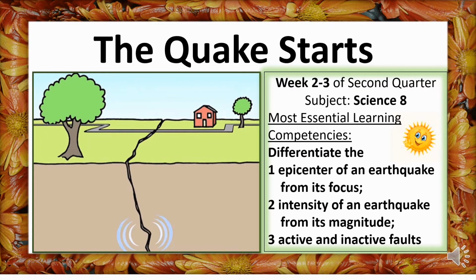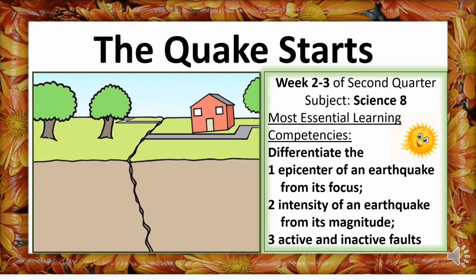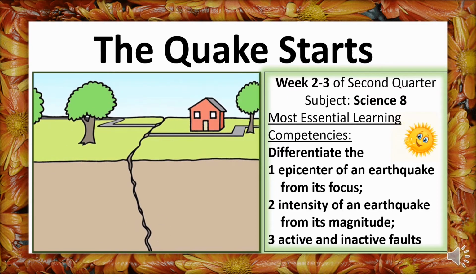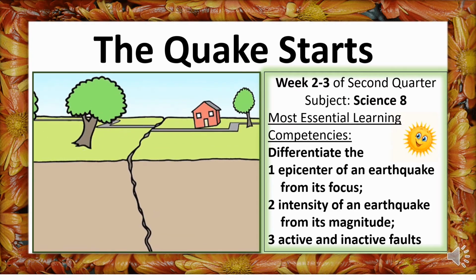The quake starts, week 2 of 7th quarter subject. Science 8 most essential learning competencies. Differentiate 1, the epicenter of an earthquake from its focus; 2, the intensity of an earthquake from its magnitude; 3, active and inactive faults.